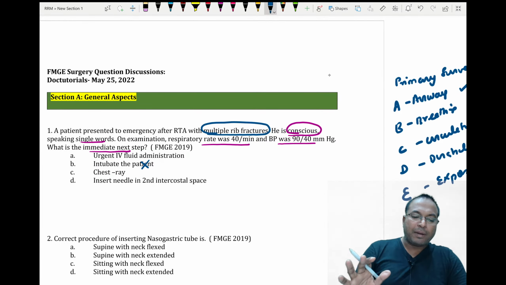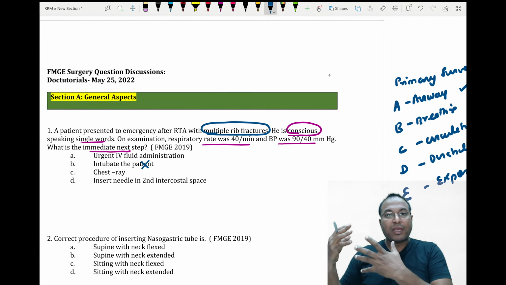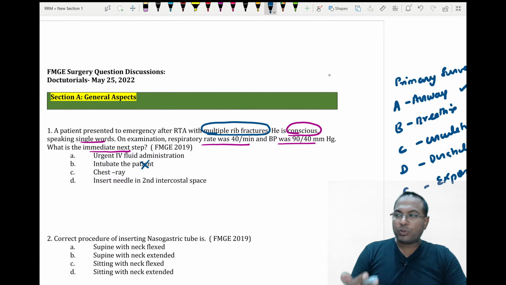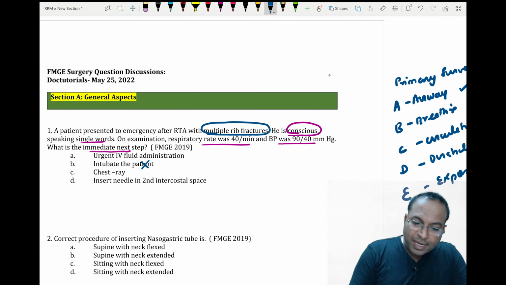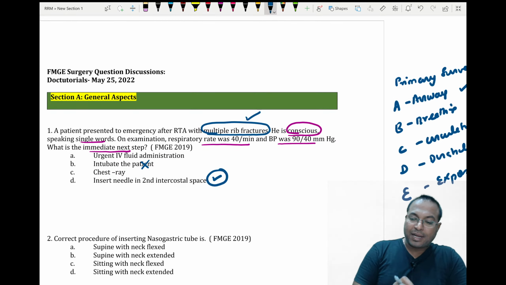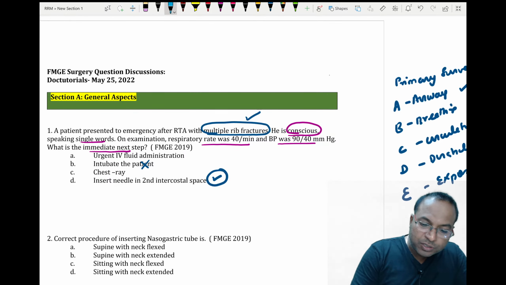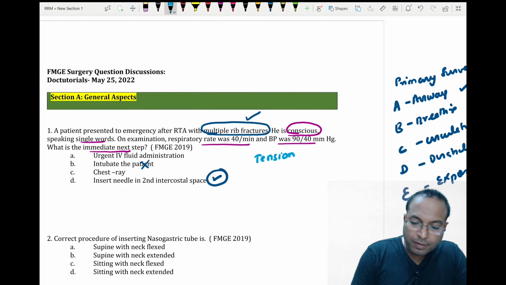In a multiple rib fracture patient, there are chances of him having a pneumothorax. In this case, the chance of pneumothorax is high. So we can insert a needle in the second intercostal space as the immediate next step. In this question, you should think of tension pneumothorax. So this is a case of tension pneumothorax.